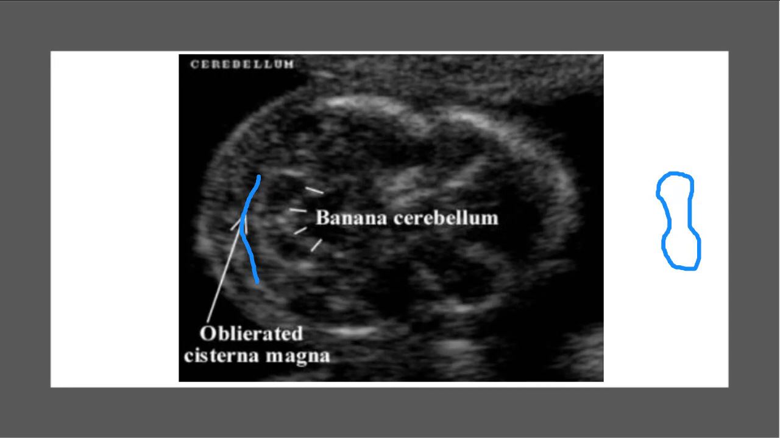Usually in our posterior fossa, we can kind of see our thalamus in the ballpark. We can kind of still see our lateral ventricles in the ballpark. We're not seeing any of that in this picture. So this means that for us to obtain this picture of this banana cerebellum, this abnormal cisterna magna, we are way lower than we normally would be.